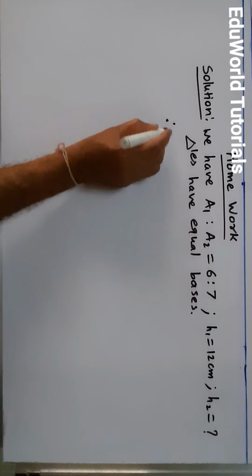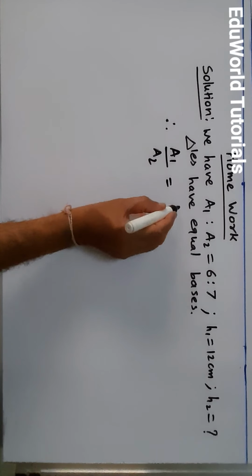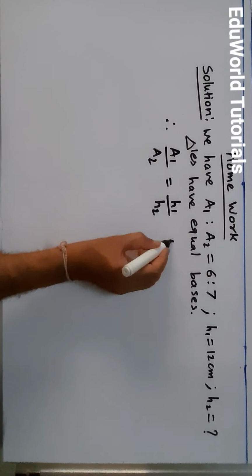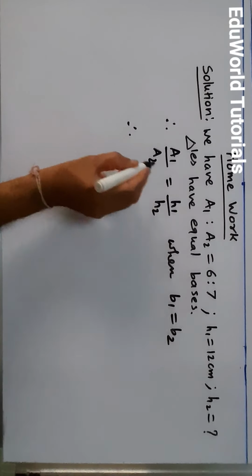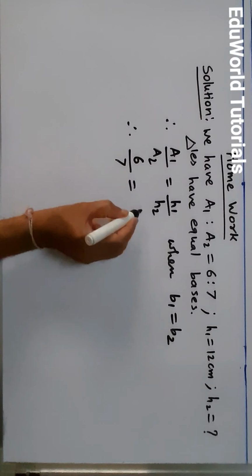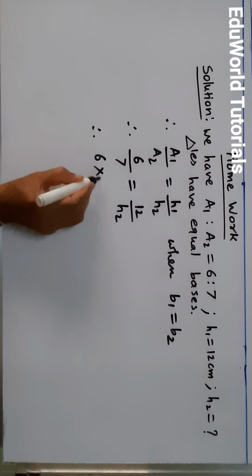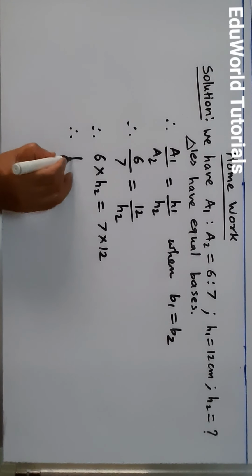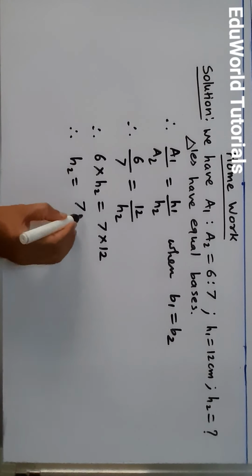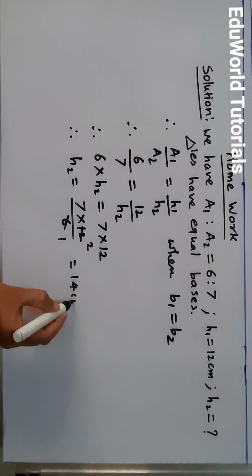So we know the property. What is the property? A1 upon A2 is equal to H1 upon H2 when bases are equal. So when B1 is equal to B2, putting the values, 6 upon 7 is equal to 12 upon H2. Simple sum, cross multiplying, 6 into H2 is equal to 7 into 12. Carry 6 to that side, so H2 is equal to 7 multiplied by 12 divided by 6. 6 ones are 6, 6 twos are 12. So we have 7 twos are 14, which is equal to 14 centimeter.